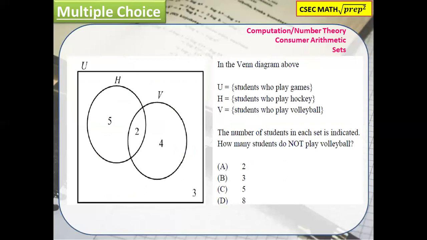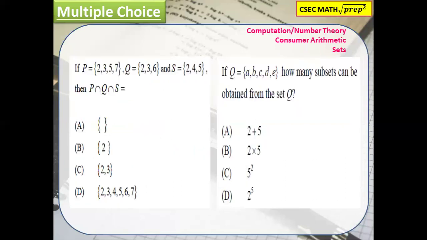Moving on. This is a question that we have just done, just a repeat question. So another set question. P, Q, and S are sets given, then P intersect Q intersect S is equal to what? Now, what's happening here is that this symbol means common, those elements that are common to P, Q, and S. So we have a 2 in this set, we have a 2 in this set, and also a 2 in that set. Our answer is D.